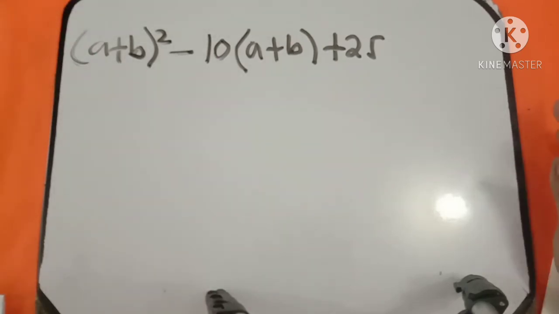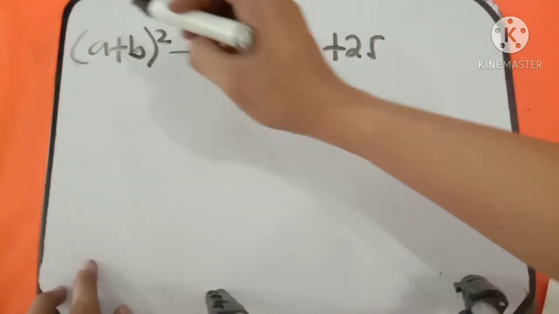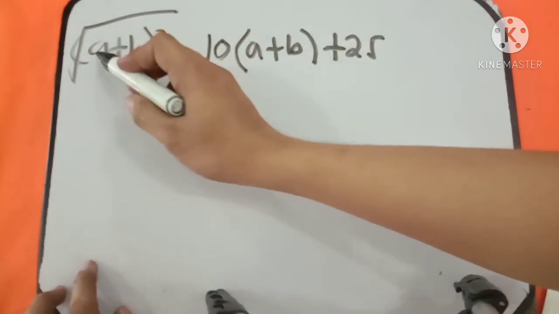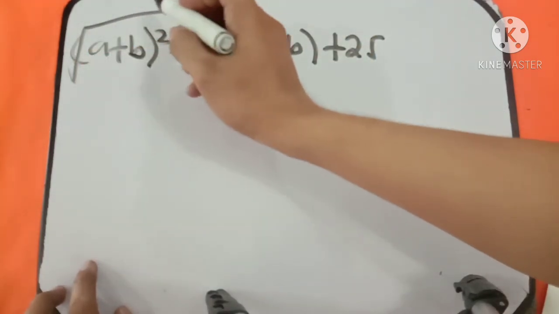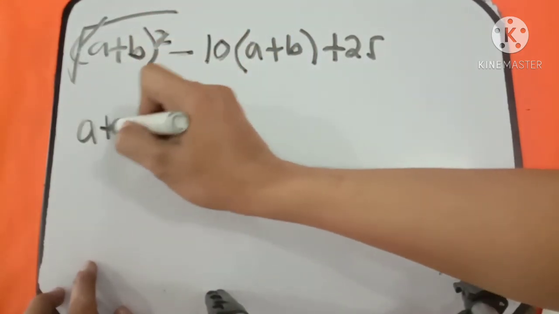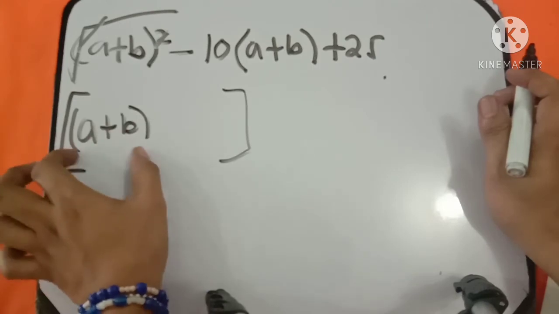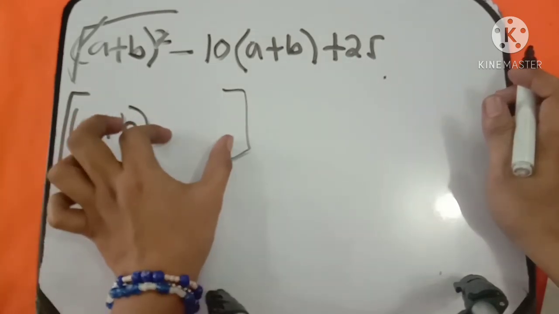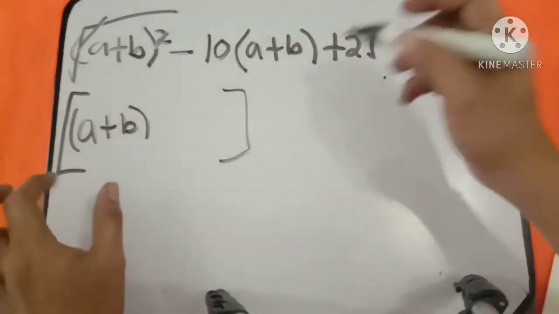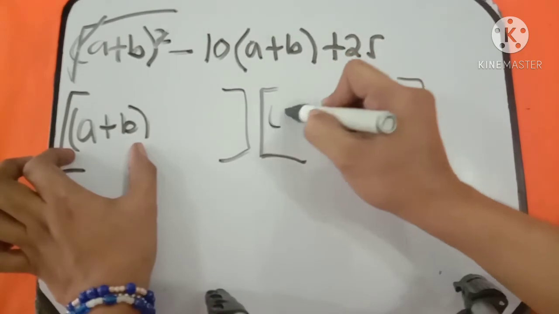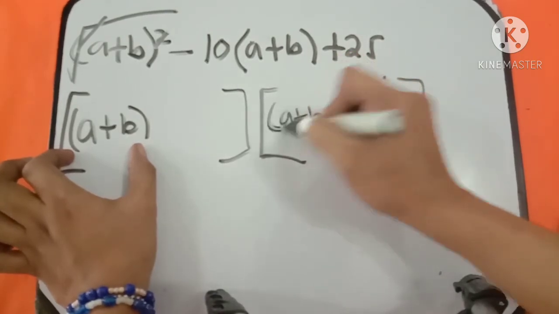We always have to get the square root of the first term. So we have here the square root of this one. The square root of this a plus b squared simply cancels out, leaving a plus b. This is our first term for our factors. So we just copy this one, a plus b, for the other factor.